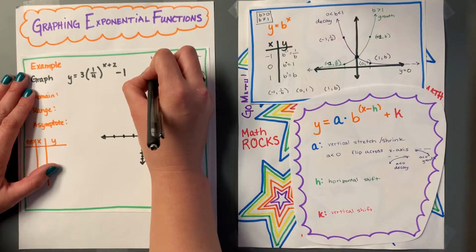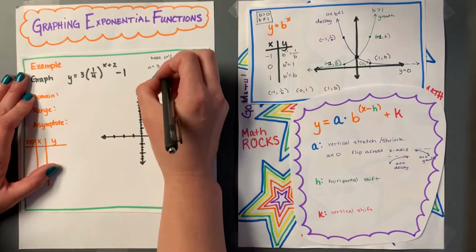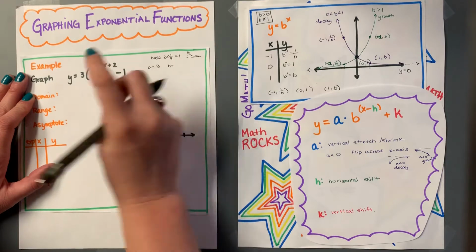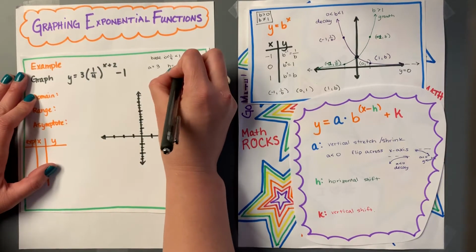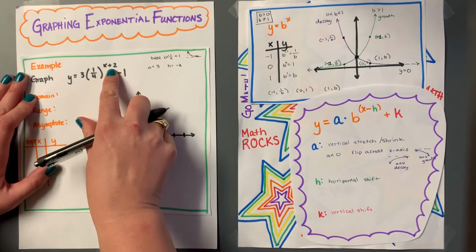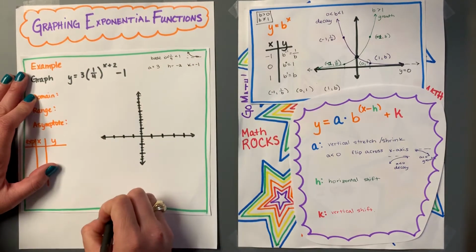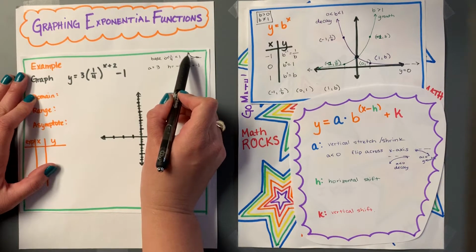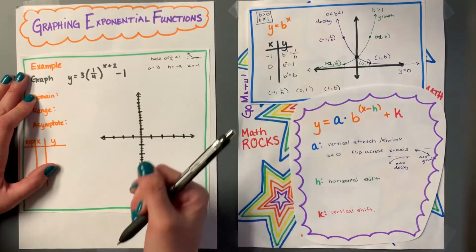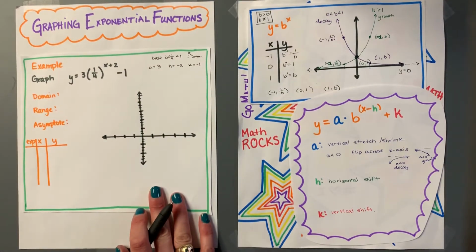Looking at my value of a, it is 3. My value of h, it should be x minus h, so my h value is -2. It's going to be the opposite of whatever I see there. And k is -1. Because my a value is positive, I'm still looking for something that looks like this. It's not going to be flipped over the x-axis. And I'm going to kind of start working through this.